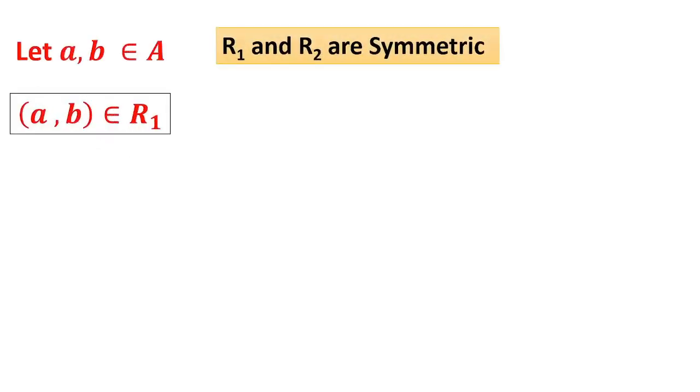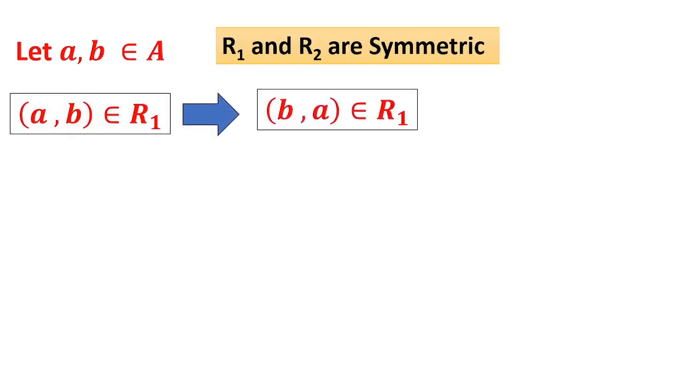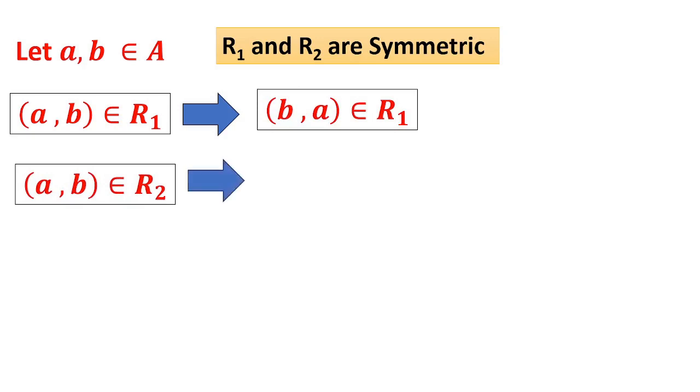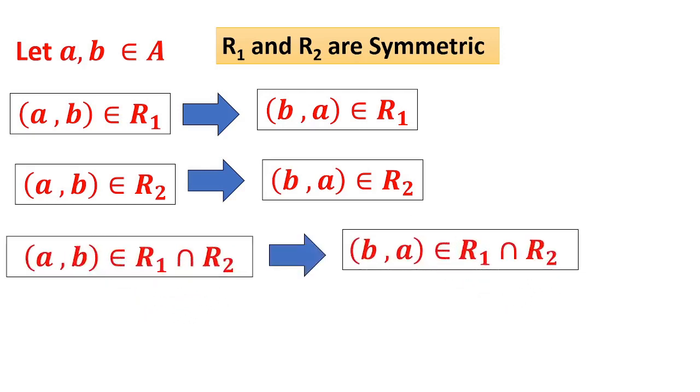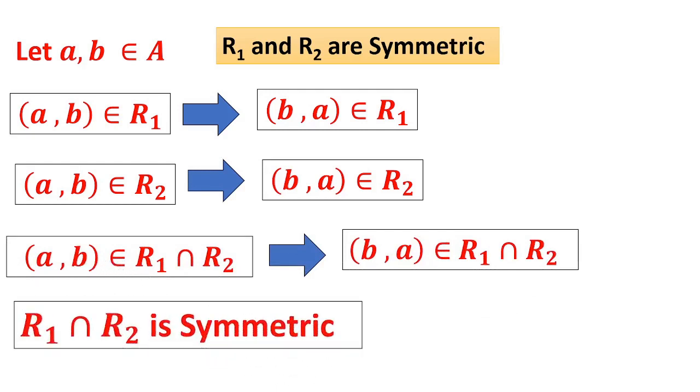Let us go to (A, B). When you take (A, B) in R1, because R1 and R2 are symmetric, (B, A) will be in R1. Similarly, when (A, B) is in R2, then (B, A) will be in R2. Therefore, when (A, B) is in R1 intersection R2, then (B, A) will be in R1 intersection R2. Therefore, the condition for symmetric is satisfied. Therefore, R1 intersection R2 is symmetric.